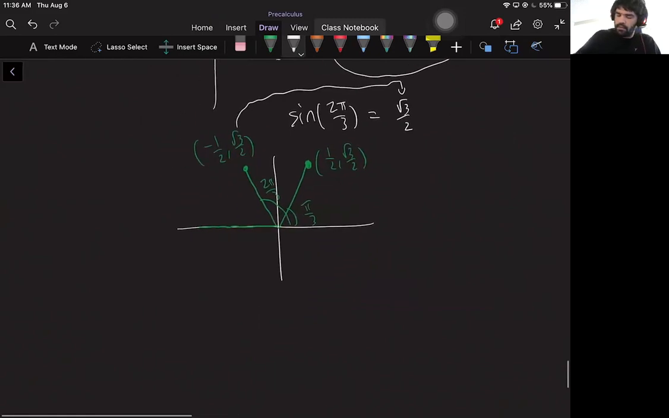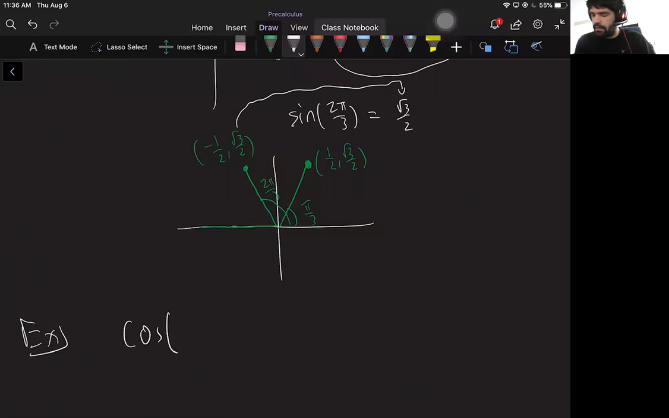Okay, so like what about some cosines? So for example, what's cosine of, I don't know, let's do 7 pi over 6.